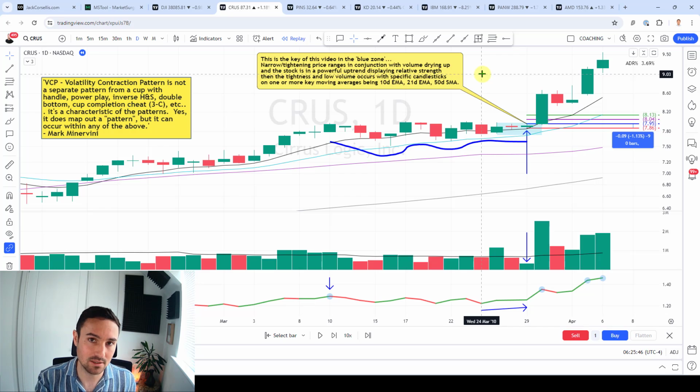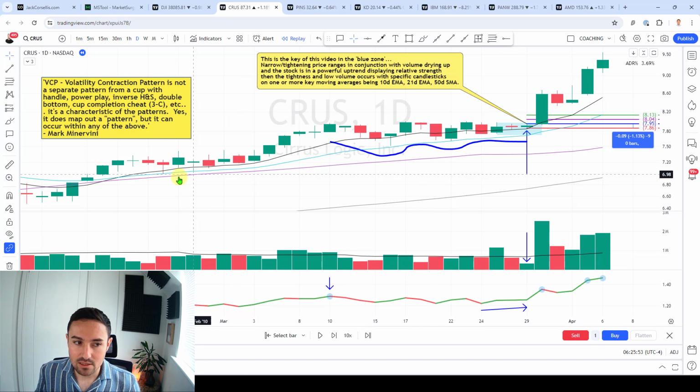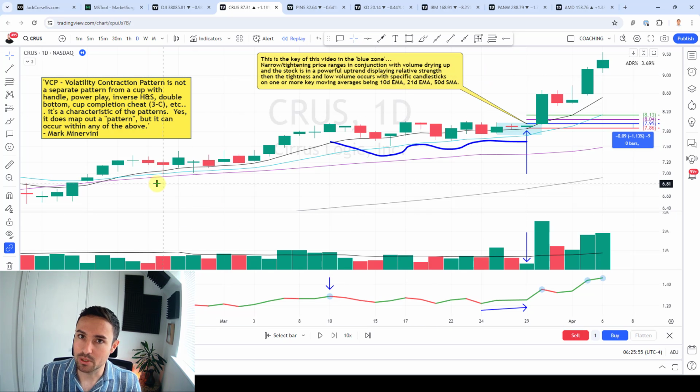Now we start getting into the nuances, okay? Let me give you a little bit of a broad overview here. You can see the stock is in a powerful uptrend. This is the one from the book, but this is my favorite example from the book. So the stock is in a nice uptrend.